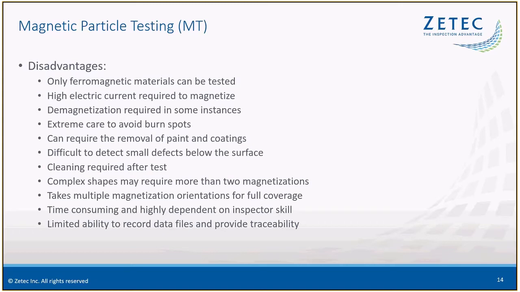Afterward, you have to clean all of the magnetizing particles, the ferromagnetic particles. And then, as we talked about, there are multiple orientations that need to be done, so it takes multiple setups to do the test. All of that can be time consuming and does require some skill to be able to do it properly. And then in the end, you have limited ability to record the inspection other than photographic evidence of the magnetic particle.